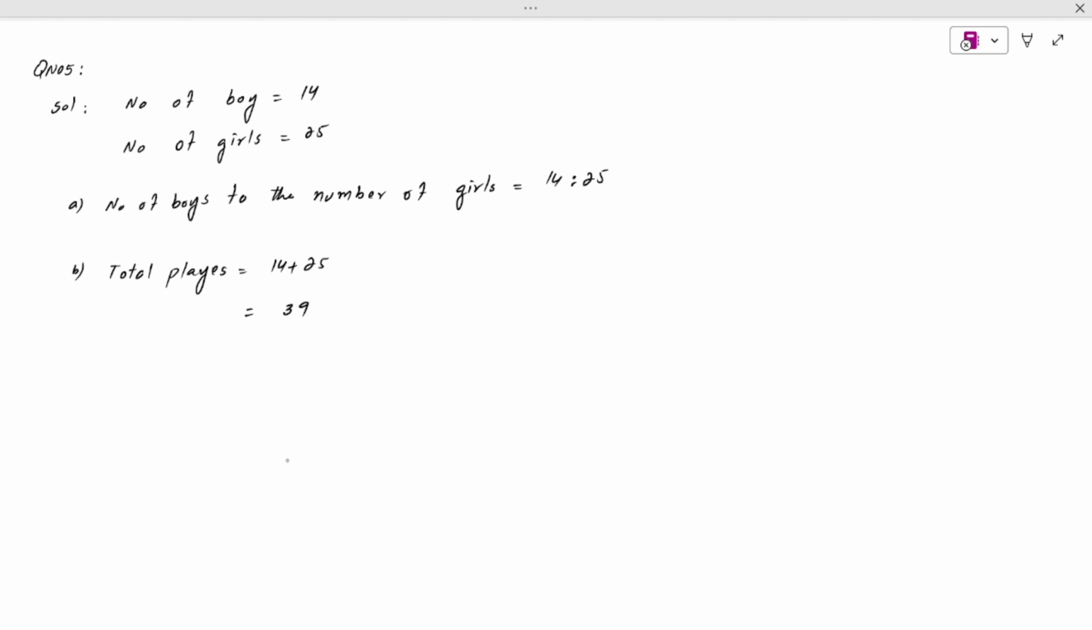39. Number of girls to total number of players. Total number of players is 39, and the number of girls is 25. So this becomes 25 ratio 39. Total number of players is 39. 25 ratio 39 becomes the answer of this question. So this was question number 5. Now let us solve question number 6.